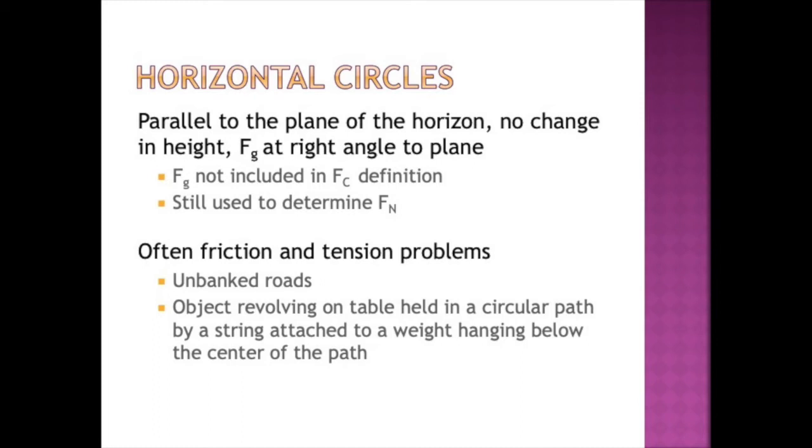The classic questions involving horizontal circles are going to be something dealing with unbanked roads. That just means flat, where friction is going to be the only force present. Or we're going to have another classic, which is, as I had mentioned previously, this object spinning around in a circle right on a table where it's attached to a string that's put through the table, and there's this hanging mass perpendicular to the table underneath. These are the classic physics problems when we're dealing with horizontal circles.